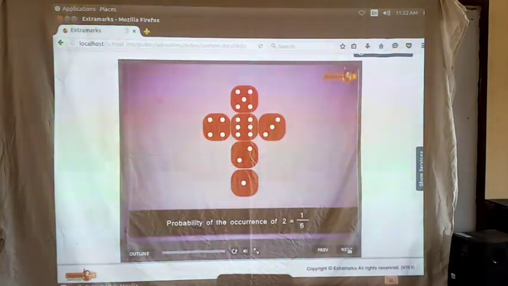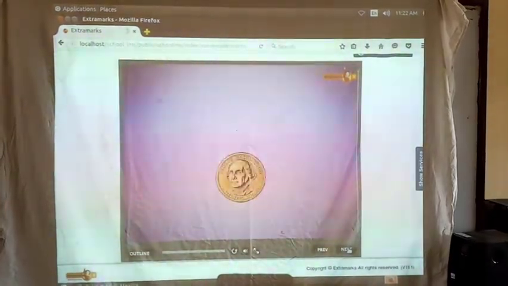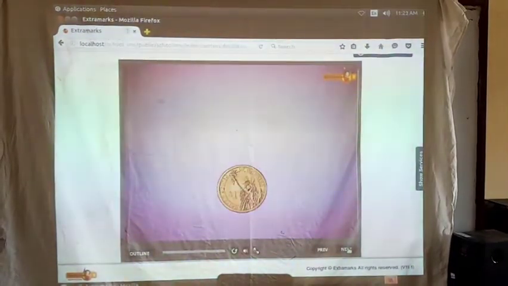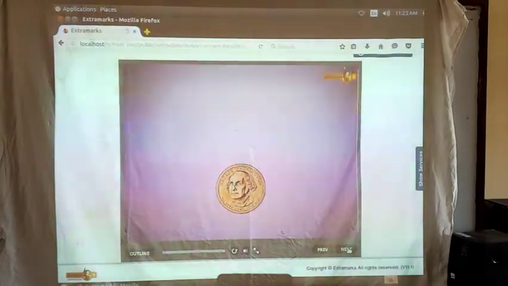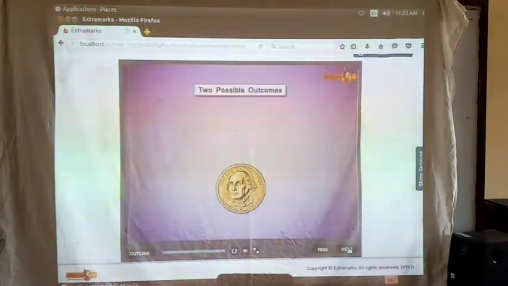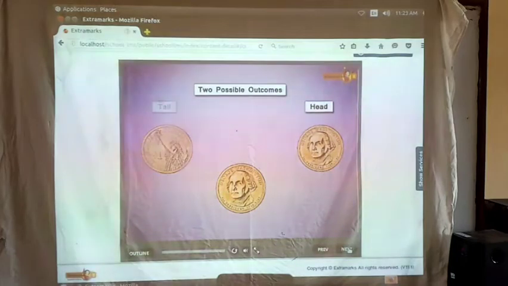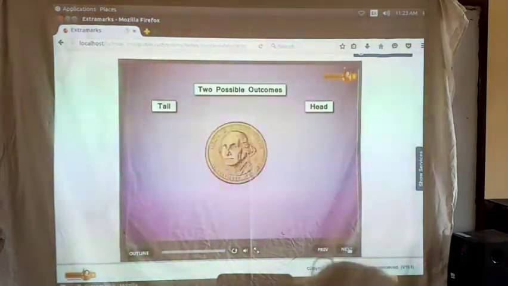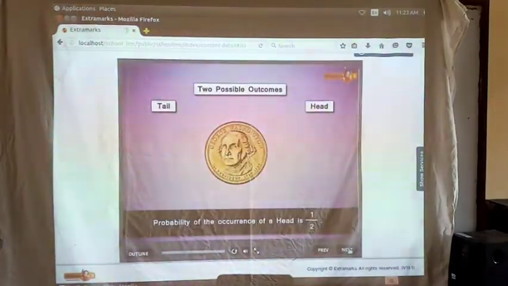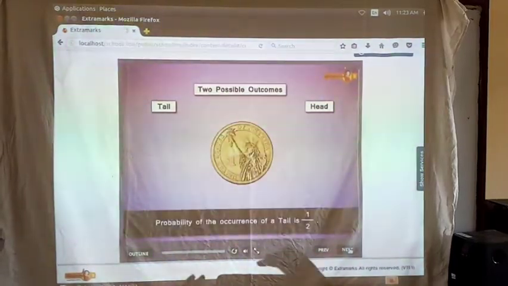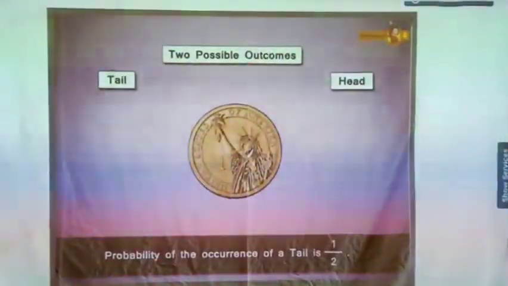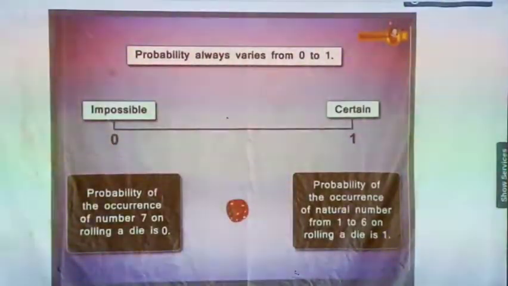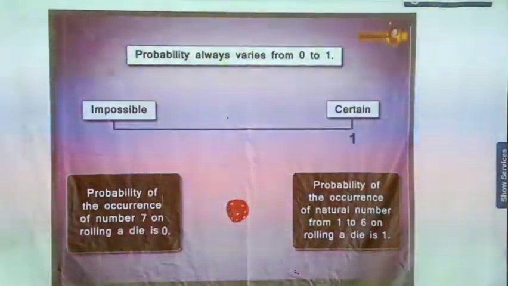Now let's look at some more examples. If we toss a coin, what are the chances that we will get a head? Let's find out. When a coin is tossed, there are 2 possible outcomes, head or tail. Hence, the probability of the occurrence of a head is 1 upon 2, and the probability of the occurrence of a tail is 1 upon 2. The value of probability always varies from 0 to 1.